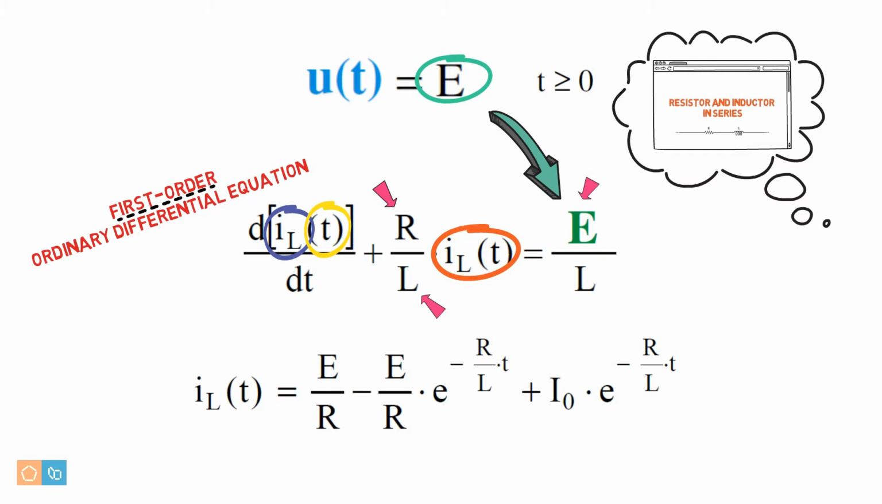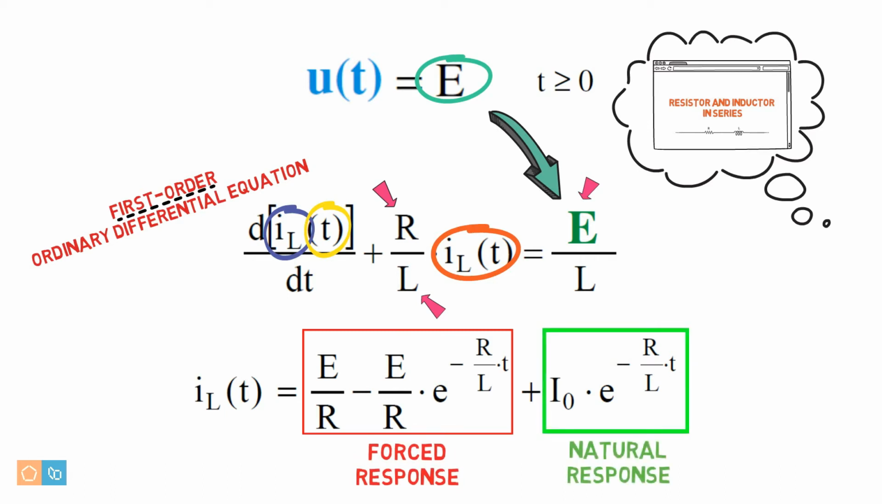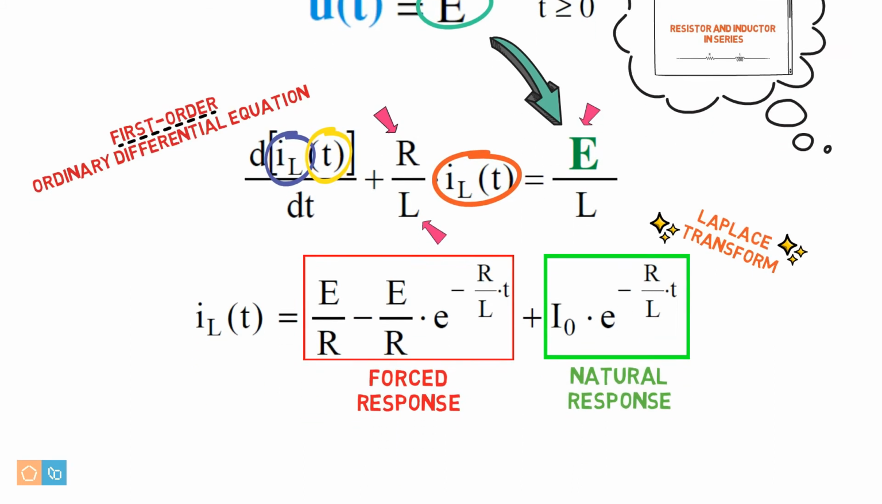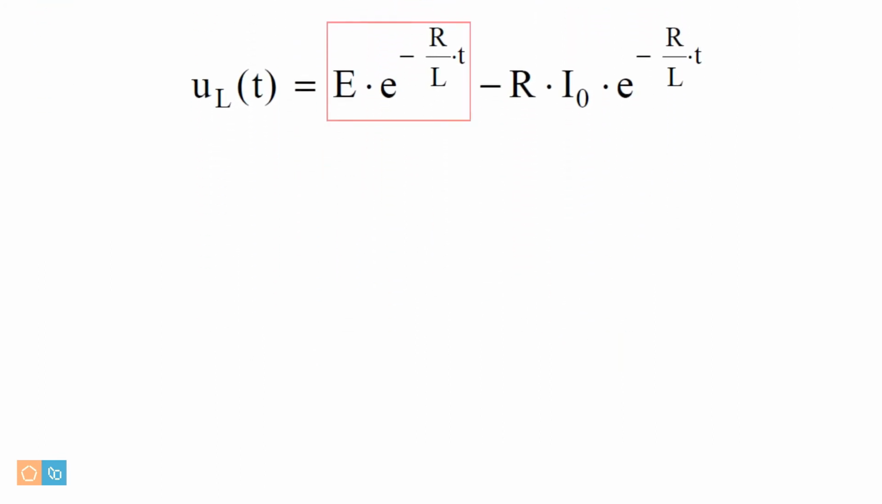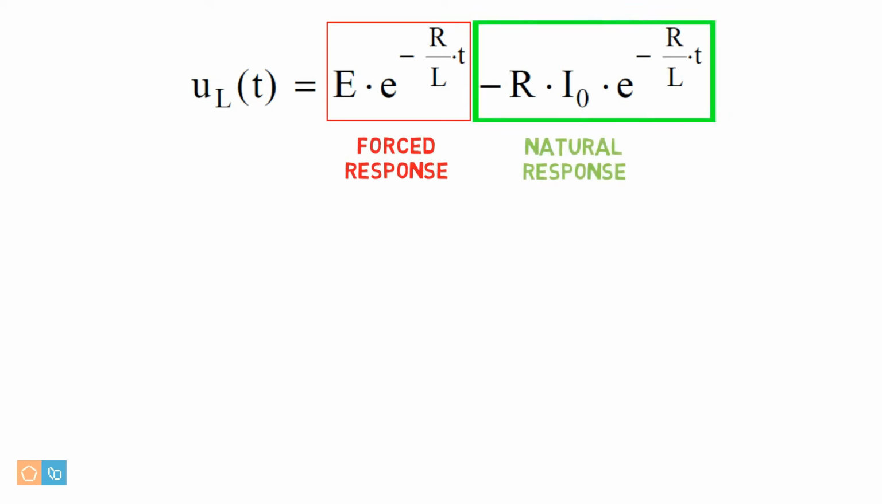We can see that this solution equals the sum of the forced response and the natural response of the first-order RL circuit. Both of them are covered in other videos in this collection. Be aware that this solution is obtained through the Laplace transform. We can also determine the voltage across the inductor for t equal or greater than 0, which is given by this equation. Once again, we can see that the total response equals the sum of the forced response and the natural response.